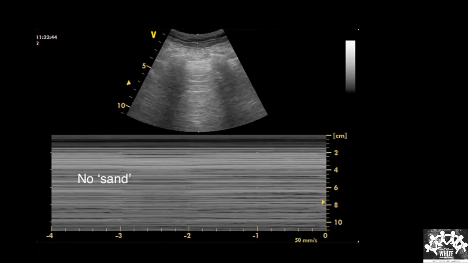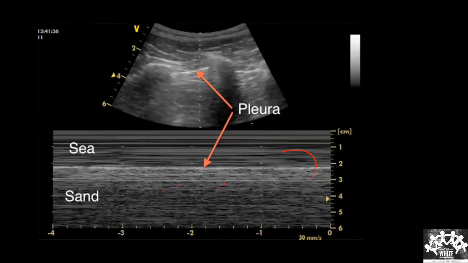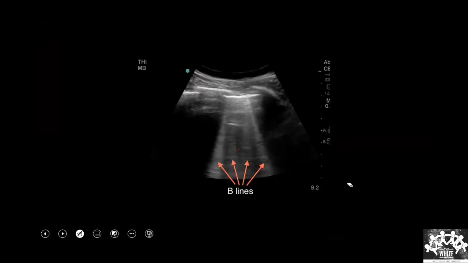So this is pneumothorax, and this is a normal lung. And what is this? This is called the seashore sign. See, this grainy area is called sand. It looks like sand. These multiple lines here are caused by the soft tissues outside. They look like sea waves. This is sand, and this is nothing but the seashore sign.